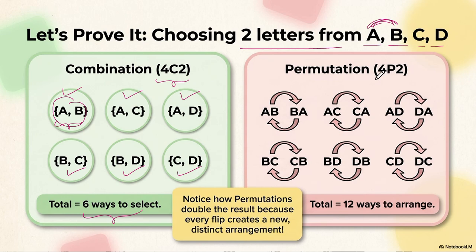Now, what is a permutation? If you select any two, AB and BA are separate things. So we have to count AB as well as BA. Now we are taking AC, so you have to count CA also. AD, then you have to count DA also. So here it is actually double that. So there are a total of 12 ways to arrange two letters out of 4. So this is a permutation. Here order matters and there order does not matter.